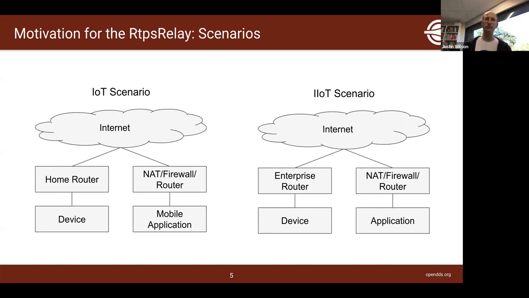The industrial scenario on the right is similar, except that the device is typically placed behind an enterprise router, as the device is probably in some kind of manufacturing scenario or something like that. The application may or may not be mobile anymore. Most likely it's more of a web application that's running in some kind of corporate intranet or running on the internet, perhaps in the cloud itself. So those are the scenarios that we're looking at, and we can settle on the IoT scenario as representative of what we're trying to accomplish.